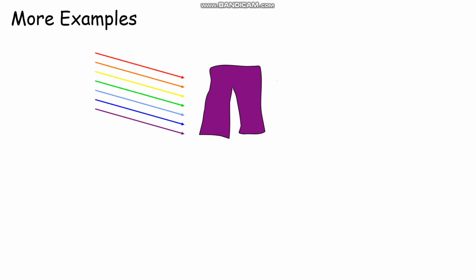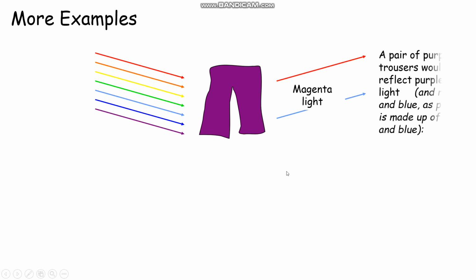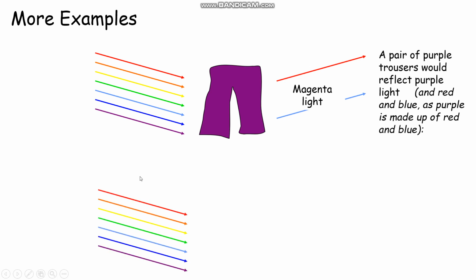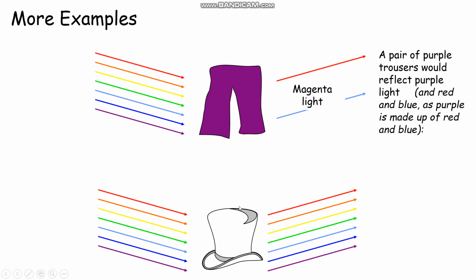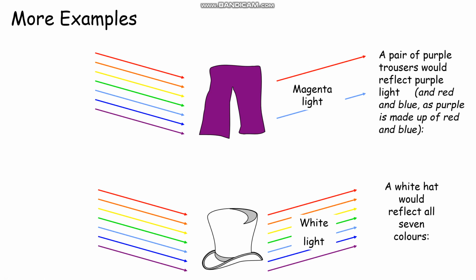Okay, so some more examples. If we've got magenta trousers, purple trousers if you like, and we shine a white light on that, then you should be able to see that red light is reflected off it, but also blue, because blue and red make magenta. If we have a white light shone onto a white object, well, the object appears white because all 7 colours are reflected, so we perceive it as being white. So just remember, we see coloured objects as coloured because of the light that they reflect off them.